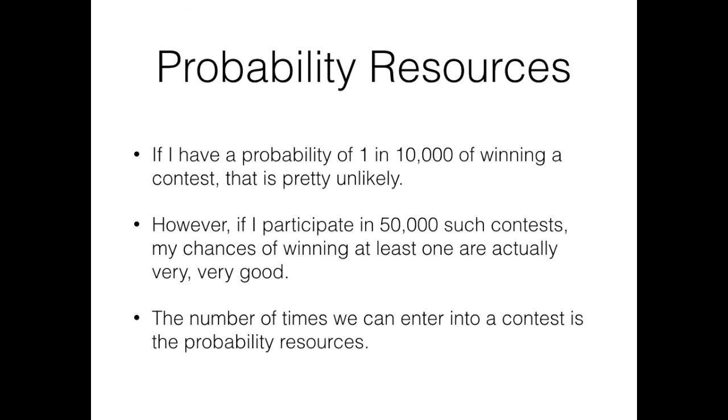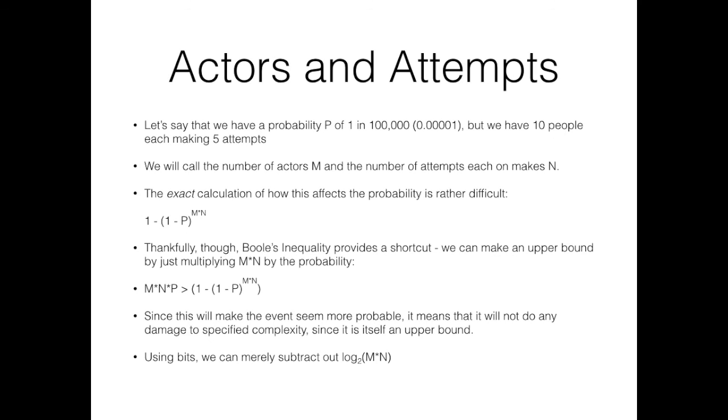So, let's say that I have a probability of 1 in 10,000 of winning a contest. Well, that's pretty unlikely. However, if I participate in 50,000 such contests, my chances of winning at least one are actually very good. The number of times we can enter into a contest is the probability resources. And you can even factor this out into actors and attempts. So if I have a probability P of 1 in 100,000, but we have 10 people each making 5 attempts, we can call the number of actors M, and the number of attempts each one makes N. The exact calculation of how this affects probability is rather difficult.